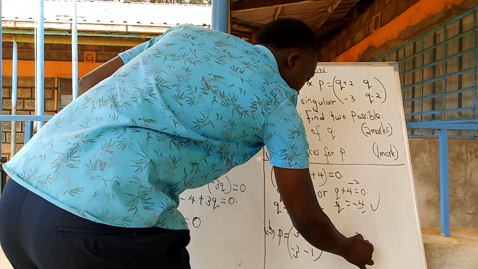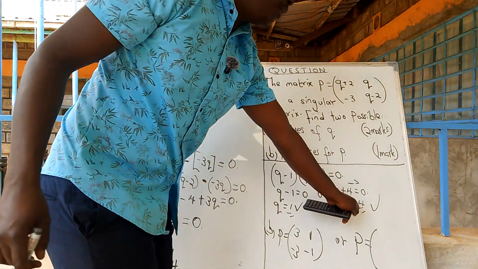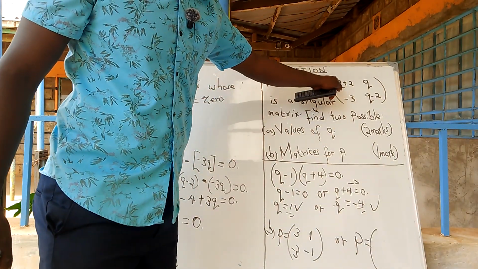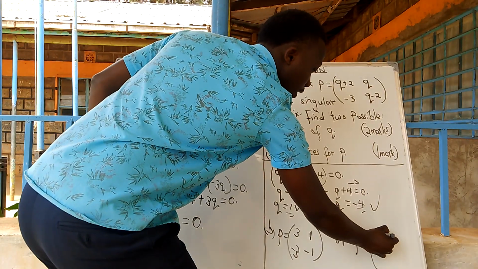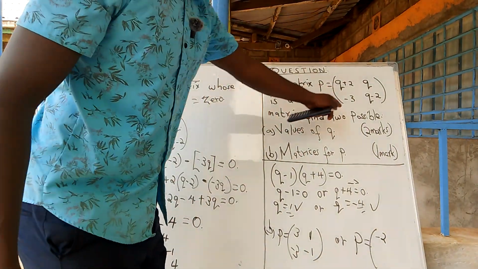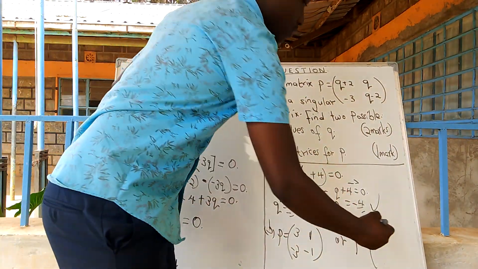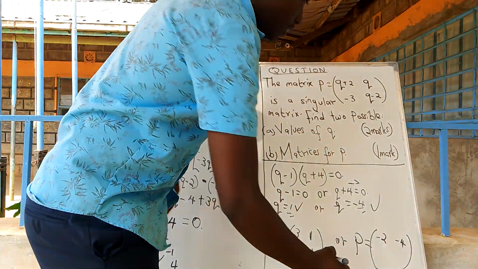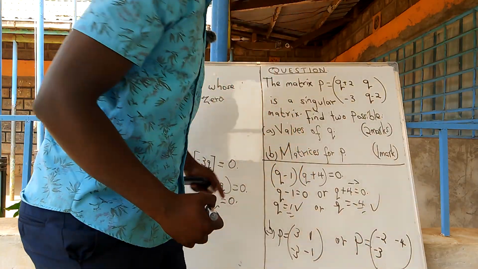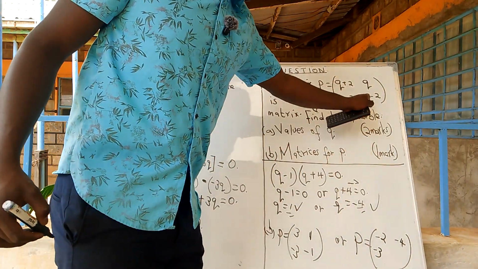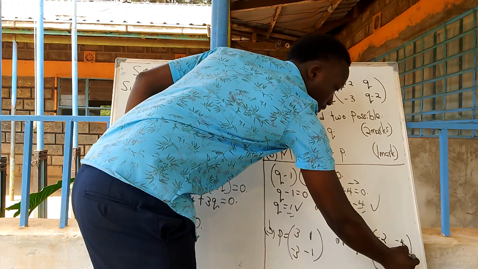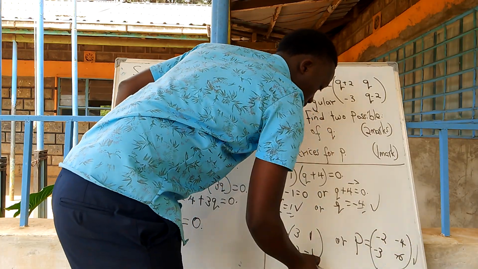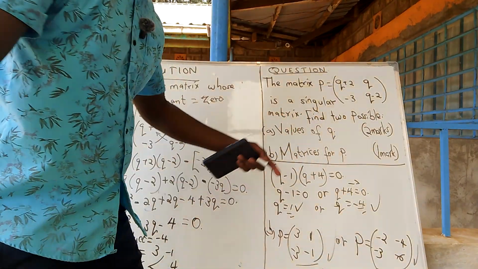Alafu P itakuwa nini? When Q is negative 4, negative 4 plus 2 itakuwa negative 2. Mbwetse hapo. Q ni negative 4. Negative 4 hapo. Then negative 3. Kabaki hapo. Then Q ni negative 4. Negative 4 minus 2 ni negative 6. Those are the two possible matrices.